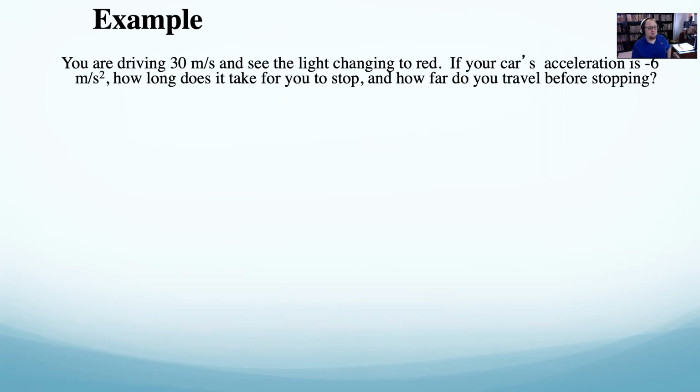Okay. Let's say you're traveling at 30 meters per second and a light turns red. You see the light turn red and you slam on the brakes. When you slam on the brakes, you get an acceleration of -6 meters per second squared. How long does it take you to stop, as in time? And how far do you travel before stopping?